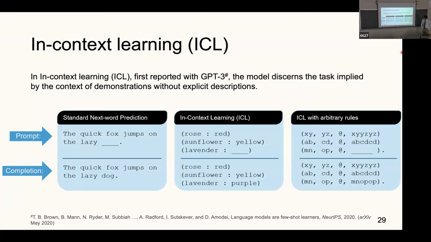But in-context learning, here: rose, red, sunflower, yellow. Well, we understand, right? It's picking up the color of the flower. And ICL also works with very arbitrary rules. So here, you take X, Y, and then the next thing you repeat it twice. You don't use this @ symbol, and then that's the completion, right? So for us humans, it's easy to identify what are the rules being demonstrated, and GPT-3, GPT-4 can do this very well.